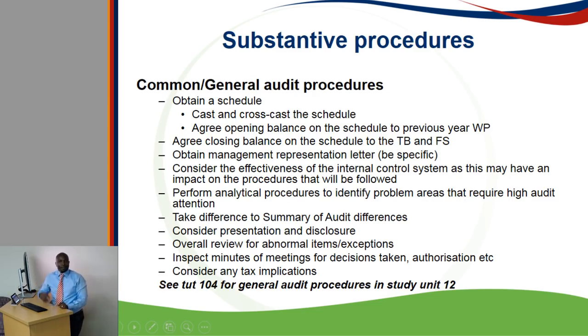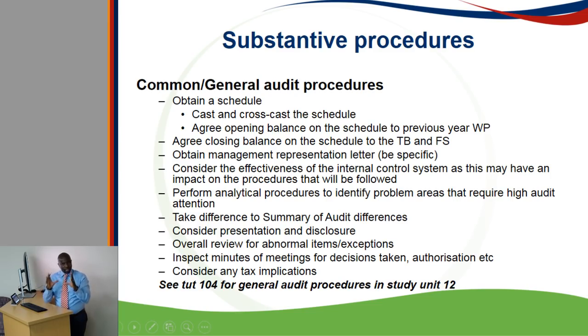Okay, that's a mark. Considering your presentation and disclosure, remember, you need to inspect your FS to make sure that they are properly presented and disclosed with regards to IFRS and the Companies Act. You need to review abnormal items or exceptions. If it's a positive balance, you need to check if there are any negative balances. So you need to inspect if there are any negative balances in your schedule. For example, if I have debtors and I've given you a schedule of debtors, you need to cast it, cross-cast it, and agree it to my balance in my TB and in my FS.